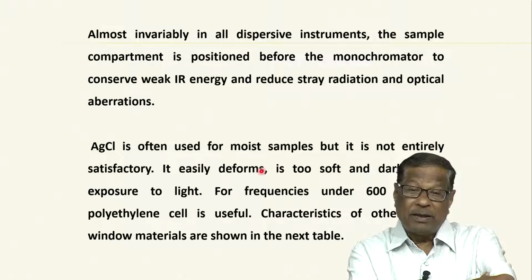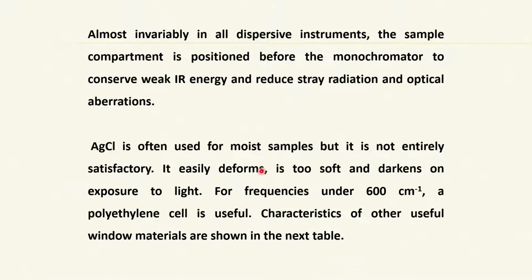And another problem with silver chloride is that it darkens on exposure to light. It is photosensitive. I think most of you are familiar with that, because silver chloride is one of the chemicals that is used in photography. So, to get dark and white patches, you have to use silver chloride. Once it darkens, you cannot make it white again, unless you dissolve it and reprecipitate and things like that.